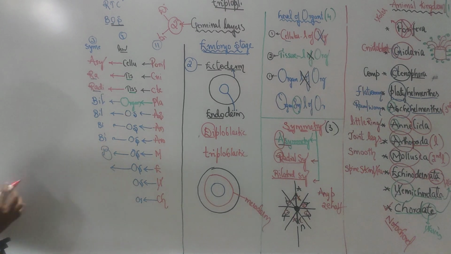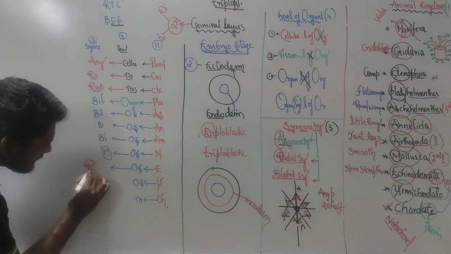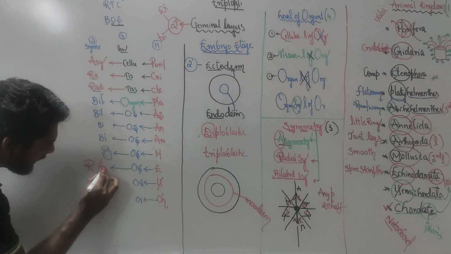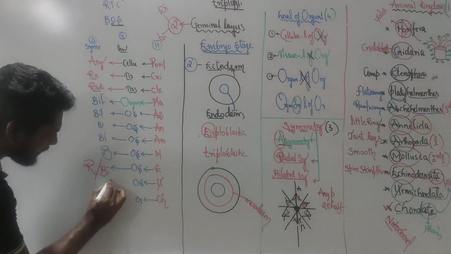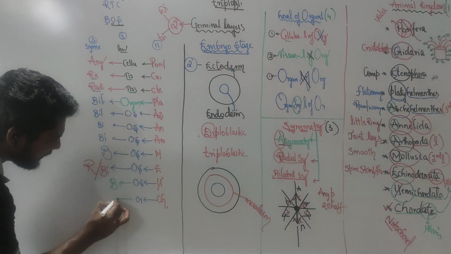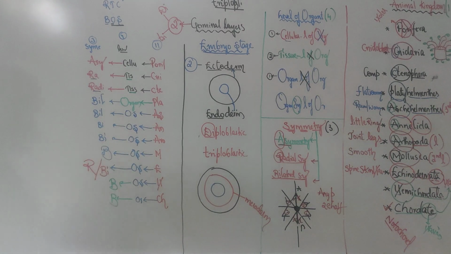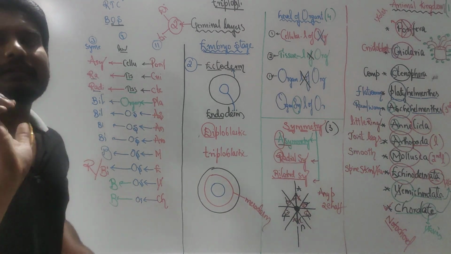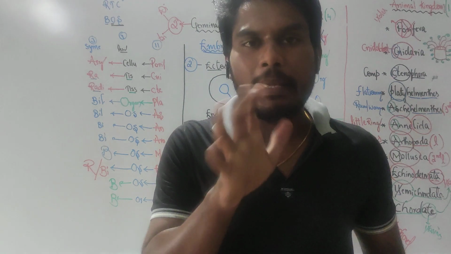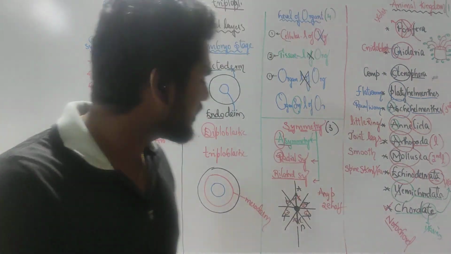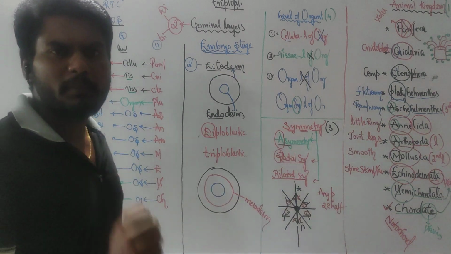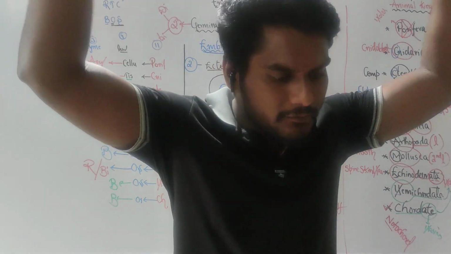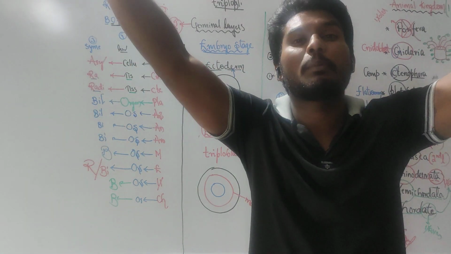Echinodermata, I told you, show radial symmetry as well as bilateral symmetry. And the remaining, Hemichordata and Chordata, show bilateral symmetry. Completed. Next, germinal layers, which we see in the embryonic stage. How many types of germinal layers? 2 types. If there are only 2 germinal layers, it is a diploblastic organism. If there are 3 germinal layers, it is called a triploblastic organism.